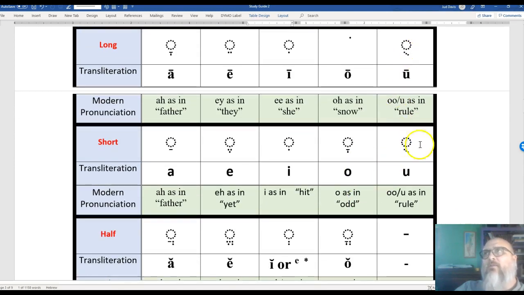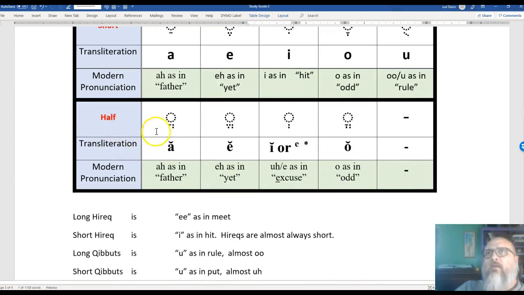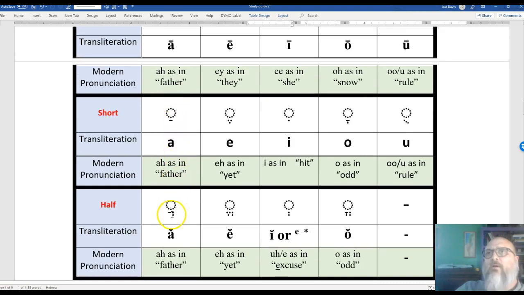And again, you've got short U, rule, and then the compounds are all Shava with the short version. So Hatef Ptah, Hatef Segol, just Shva itself, and a Hatef Kamets Hatuf there.